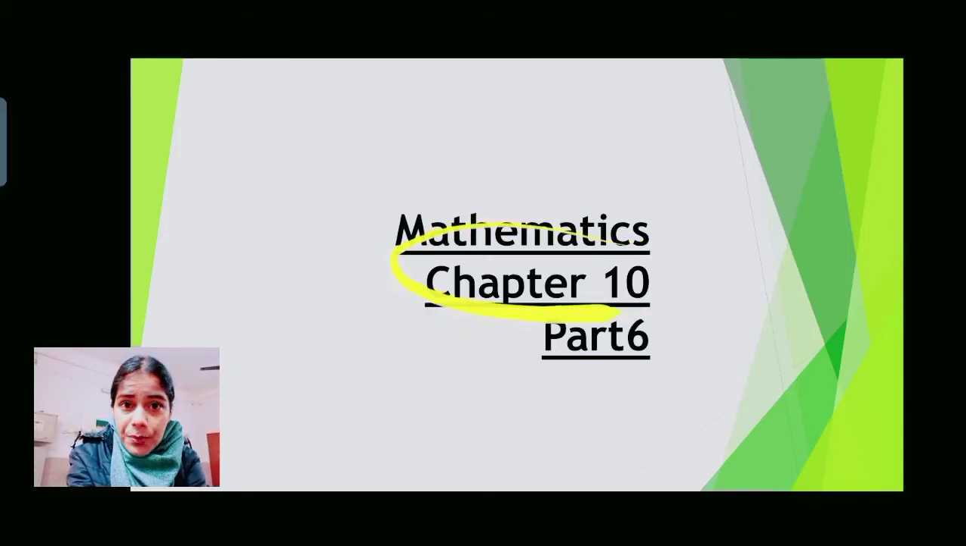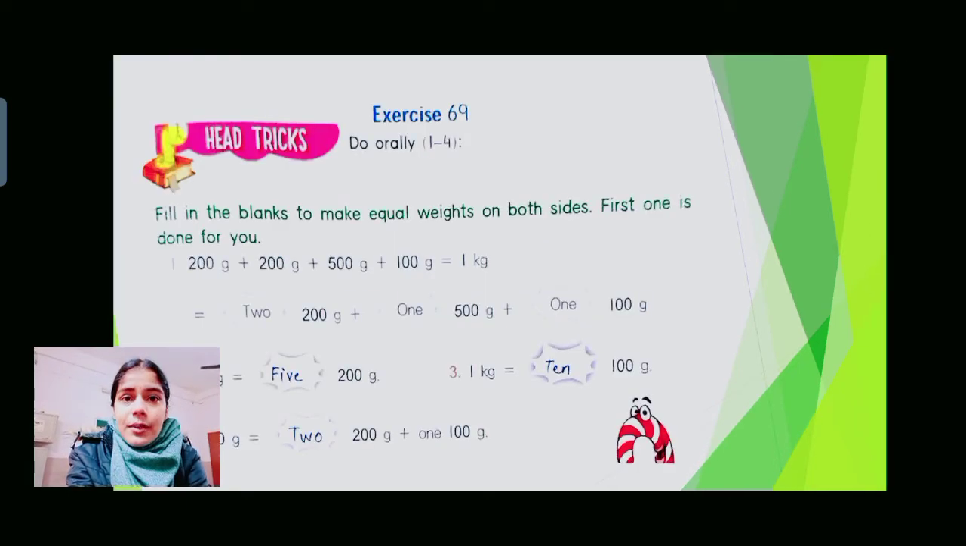This is your chapter 10, part number 6, and in this video we shall be covering two exercises, exercise number 69 and exercise number 70. So without wasting any time, let's move to exercise number 69. As you can see on your screen, this is written exercise number 69 and the questions clearly mention: do orally question number 1 to 4.